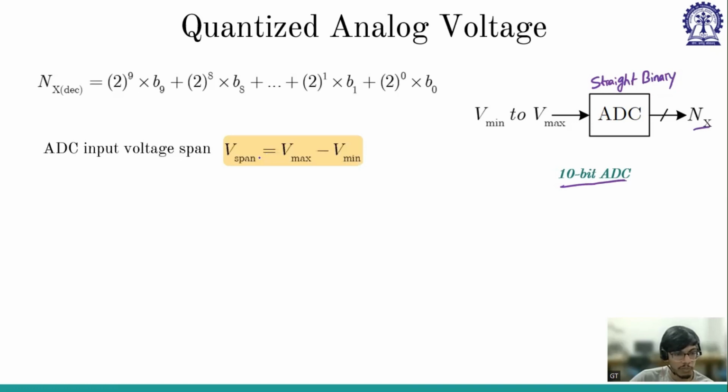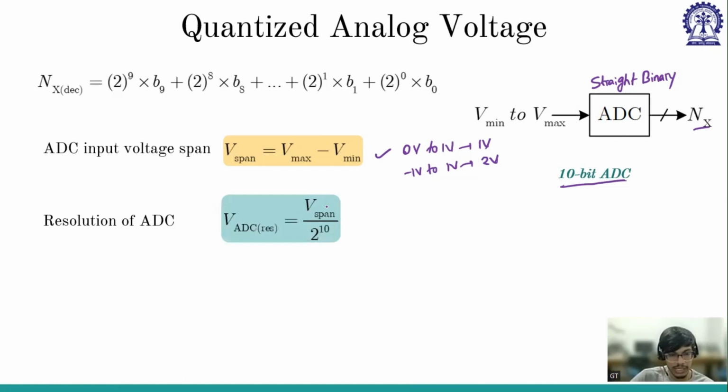So we define input span as V maximum minus V minimum. Say the input is 0 volt to 1 volt, then span is 1 volt. If the input is minus 1 to 1 volt, then the span is 2 volts. That's how span is defined. And the resolution is V span by 2 to the power n. So here it is 10-bit, so V span by 2 to the power 10. So resolution of ADC is input span by 2 to the power n, where n is the bit of the ADC. So this is the resolution.